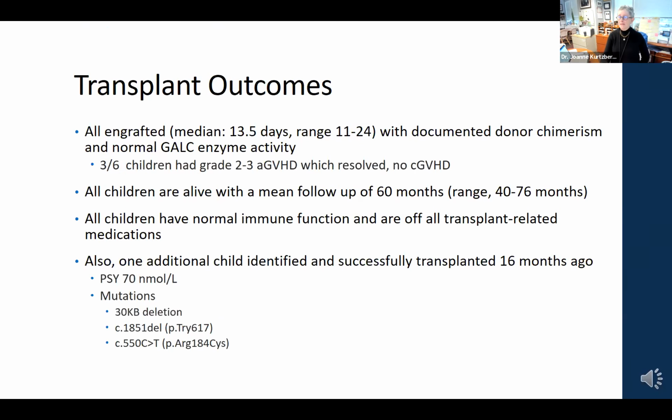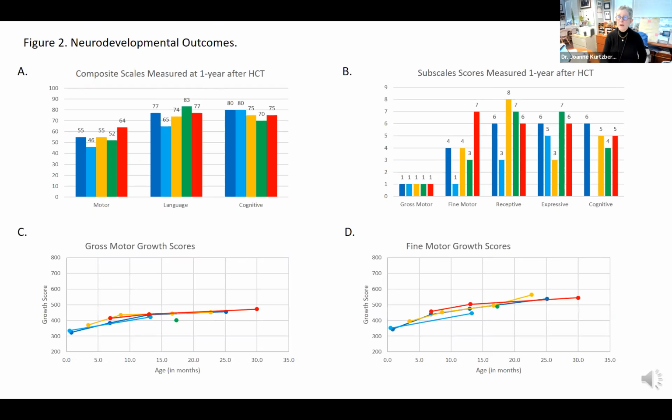Half had mild to moderate acute GVHD, which resolved. All children have sustained donor chimerism with a follow-up now of median of 5 years. All children have normal immune function and are off all transplant-related medications. And I'll mention that there's been an additional child identified and successfully transplanted 16 months ago, again with the mutations listed, and a psychosine of 70. This child was not included in the published report.